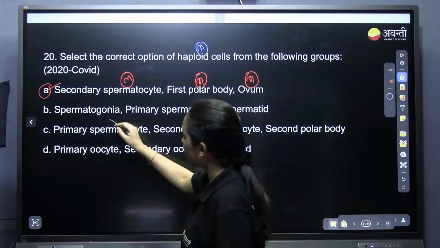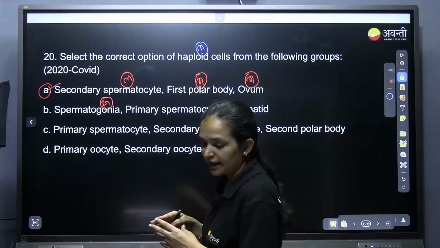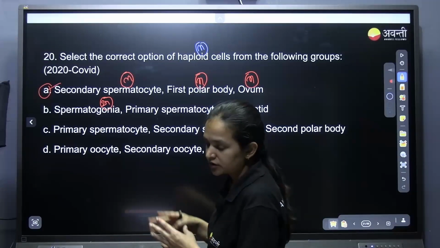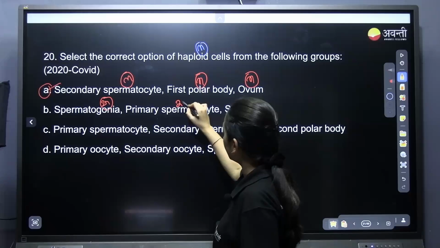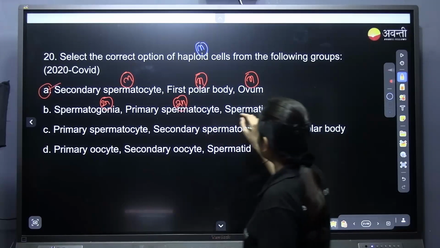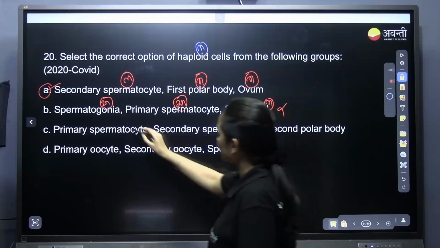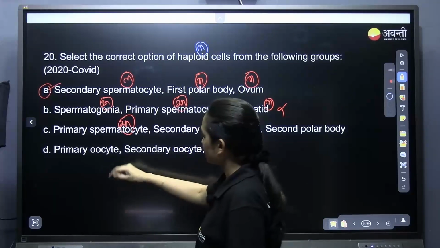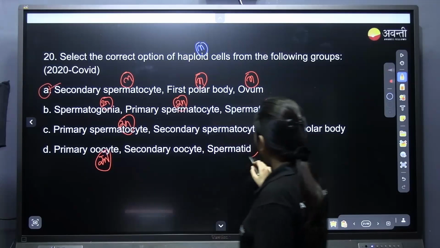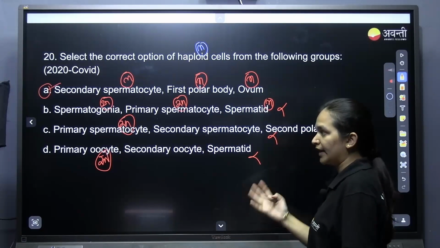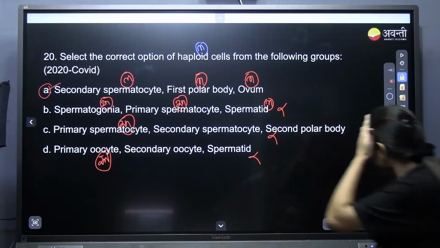We'll see. Spermatogonia is diploid, which enlarges and becomes primary spermatocyte. Primary spermatocyte is also diploid because it undergoes the first meiotic division. Spermatid is haploid, so this is wrong. We need to find all the haploid. Primary spermatocyte is there, which is diploid. Primary oocyte is there, which is also diploid. So all these are wrong and only A is the correct answer. Understood?